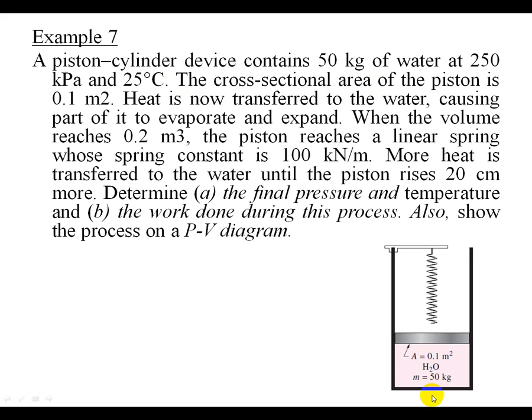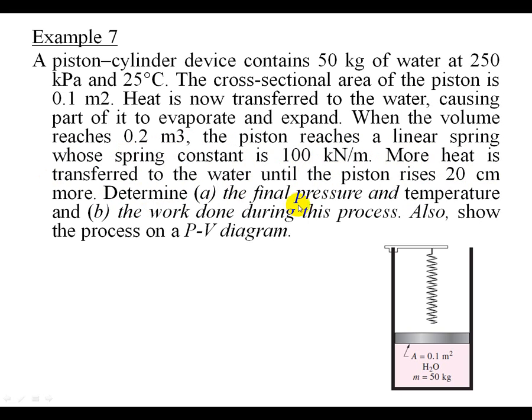Now heat is transferred to the water, causing part of it to evaporate and expand. When the volume reaches 0.2 meter cube, the piston reaches a linear spring whose spring constant is 100 kilonewton per meter. More heat is transferred to the water until the piston rises 20 centimeter more.